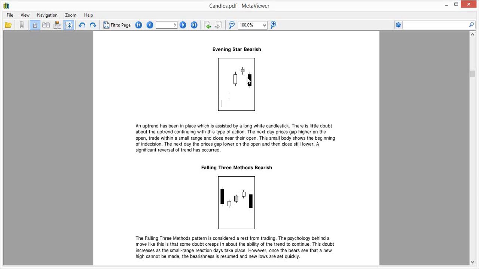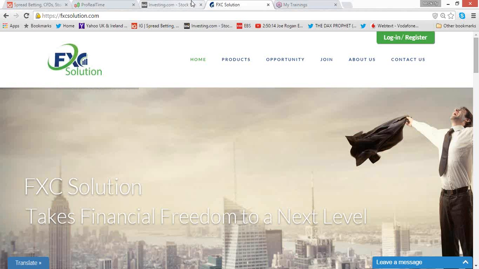The next day the price gaps lower on the open, and what did it do? It closed below the open. Okay, so it went lower than the open, and a significant reversal of trend has taken place. So when you see a market coming to a top, look for volume to end. Okay, and we can see it here in the chart formation that the volume is starting to slow down. And where do we get our volume if we're trading?